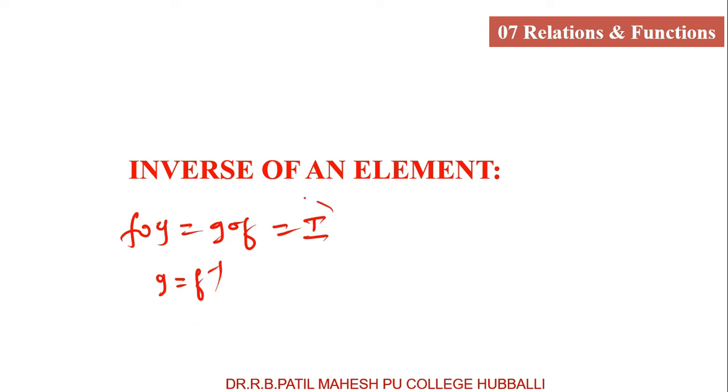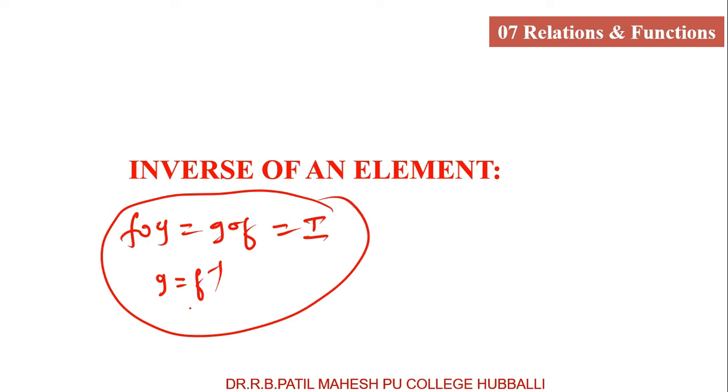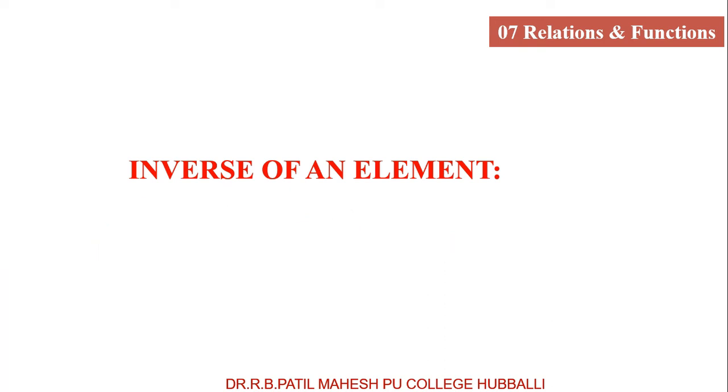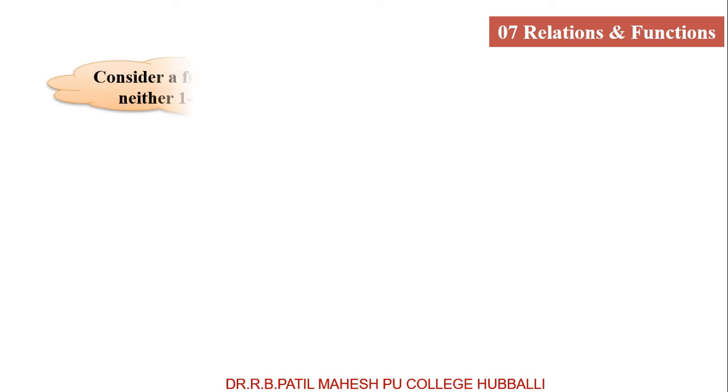Is this the only way to say a function is invertible? No, students. There is another way to say it. To discuss that, let us have a discussion of the inverse of an element. Consider a function which is neither 1-1 nor onto. It means the function I am taking now is not 1-1 and not onto.